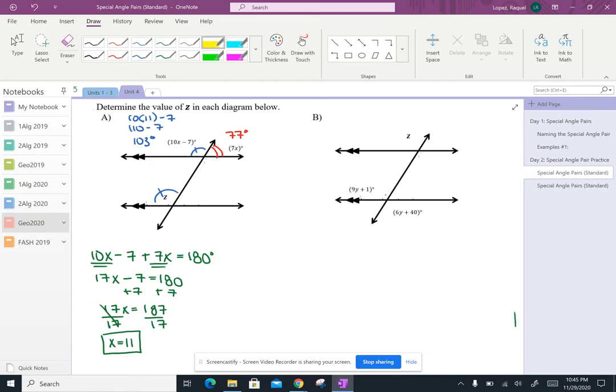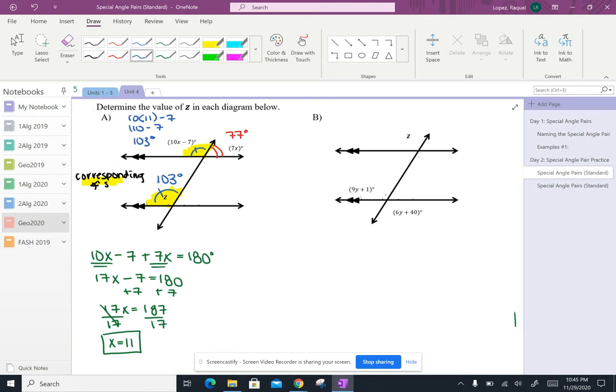As stated before, and I'm going to highlight again in yellow, we know that this angle and this angle are corresponding angles. I'm going to go ahead and write that here. These are corresponding angles, and corresponding angles are congruent to each other. So if the blue angle is 103 degrees, that means this angle must also be 103 degrees. And we're done with that one. Okay, let's go ahead and do B.